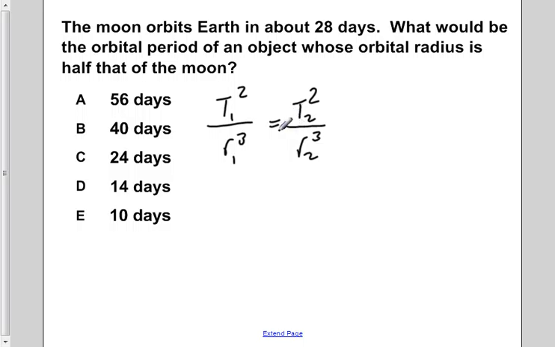So for our first object, let it be the Moon. The orbital period is 28 days, so we're plugging that in for our T1. And now the radius of our orbit, we're just going to say is r.